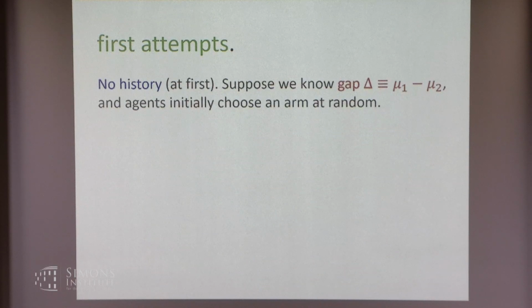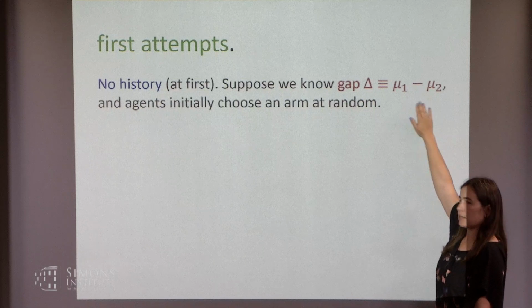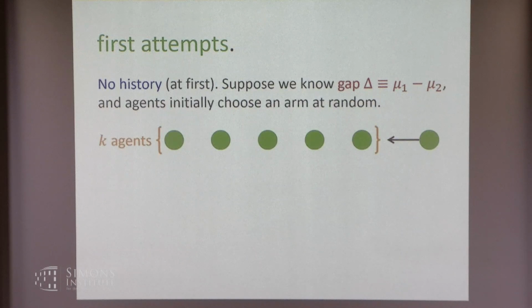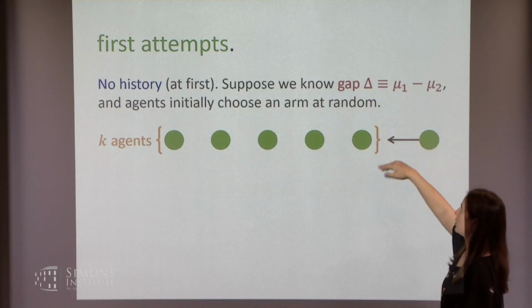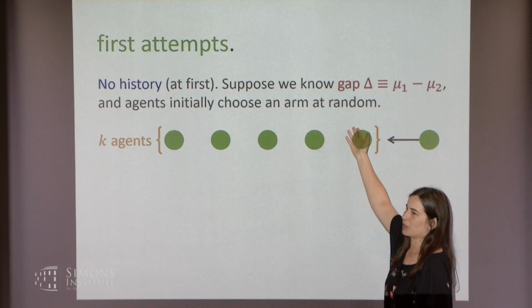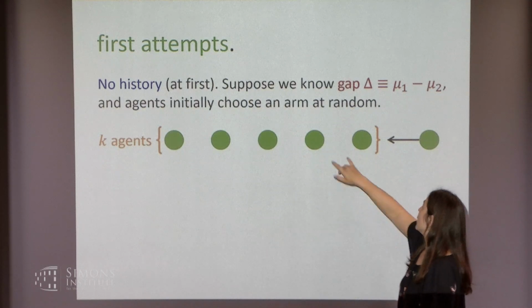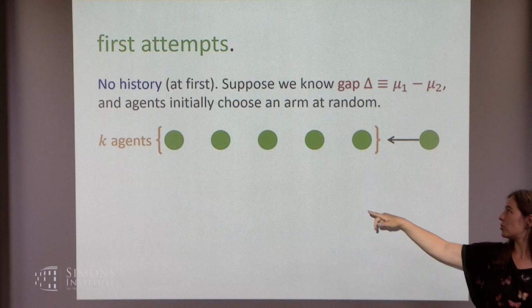So the other thing that's pretty natural is to have no history at first. For this setting, let's suppose that we know the gap. Let's first imagine that we know the gap between the reward of the best arm and the second best arm. And let's say that with no information, agents are going to choose an arm at random. This is just kind of for convenience. We'll see that we don't actually need that in the policy we really design. But now let's imagine no history at first.